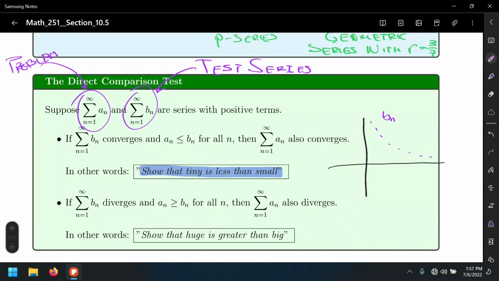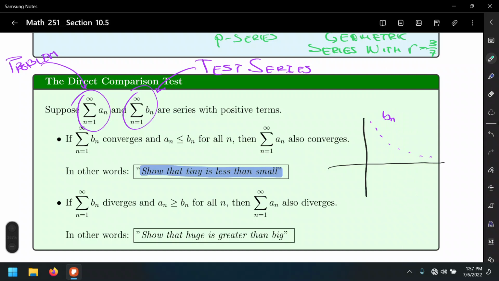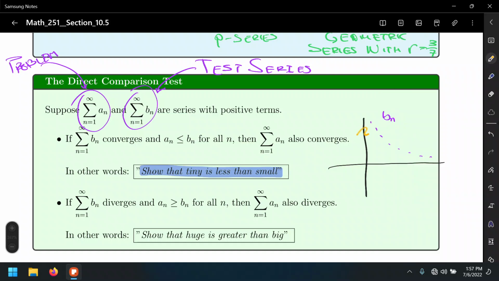In this case, the newer series, the series for which we want to determine the convergence, has to be smaller. But also, do you see the behavior? It's also converging. So here is where we're showing that tiny is less than small.